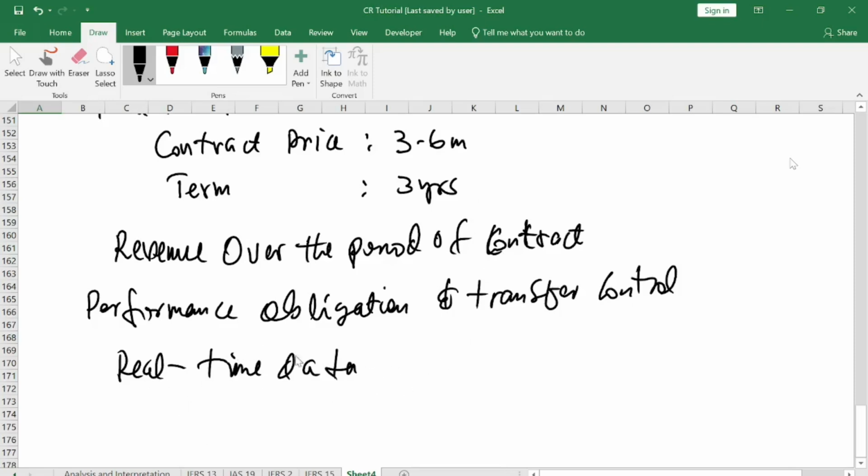Because it can happen that maybe in year one they are able to provide you with the real-time data. Year two, they are unable to provide you with the data. Then they have to refund the money back to you, because there's a performance obligation to perform. If they didn't, then they have to refund them. The reason why they cannot go and report 3.6 million in their book is because the performance obligation is for the period of 3 years.